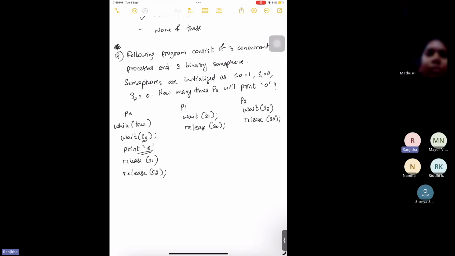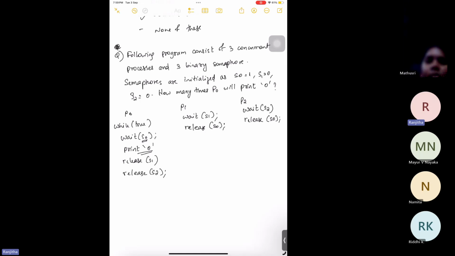Okay. So initially the value is 1. So if it is 1, it will enter the critical section and it will print 0. So one time it is printed. Now after that, S1 is released. So the value of S1 now becomes 1 and S2 also becomes 1. Because initially only P0 can proceed, as the value of S1 is 0 and S2 is also 0. So both P1 and P2 are waiting.